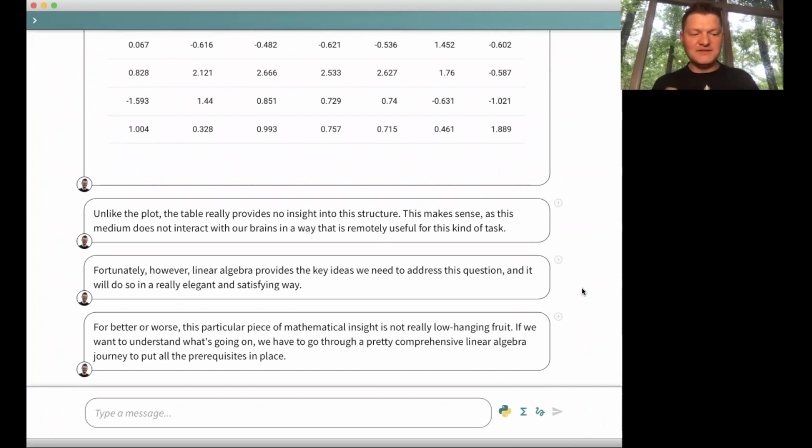I think it justifies this journey we're going to take through all of these linear algebra ideas. But this particular piece of mathematical insight that drives what we're going to do to extract this information about the linear structure of these points, in the sense that we've described, it's not easy.